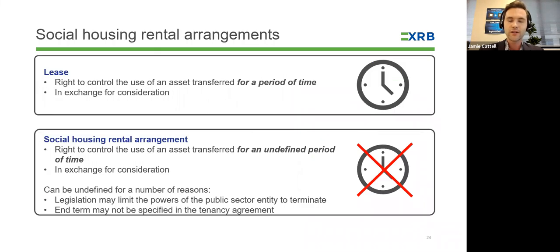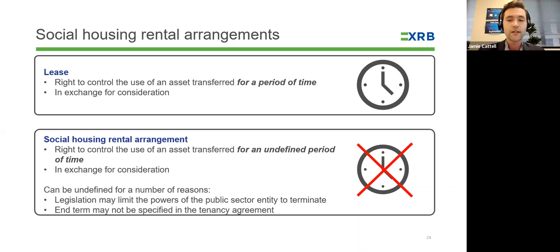Social housing rental arrangements. These ones look at the different elements of that definition of a lease. So rather than looking at the rights that are being transferred or the amount of consideration, often the question here is around the period of time element of the definition of a lease. Social housing rental arrangements will often involve transfer of rights to control an asset for an undefined period of time, as opposed to a defined period of time. And this may or may not be in exchange for consideration. And the period can be undefined for a number of reasons.